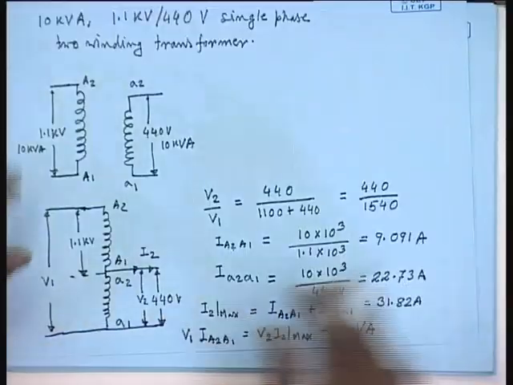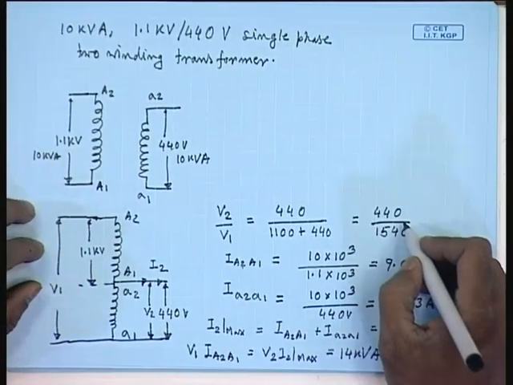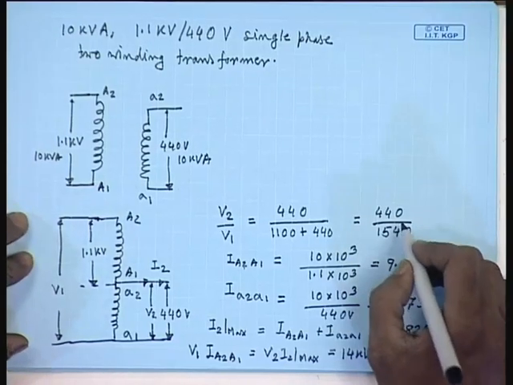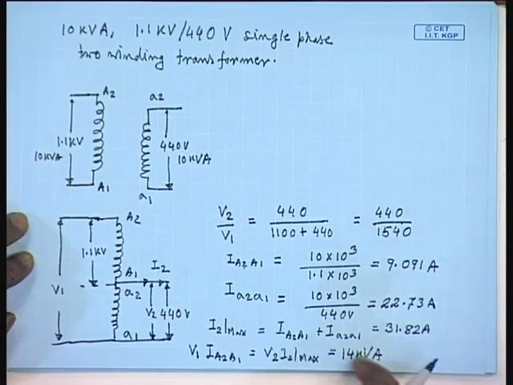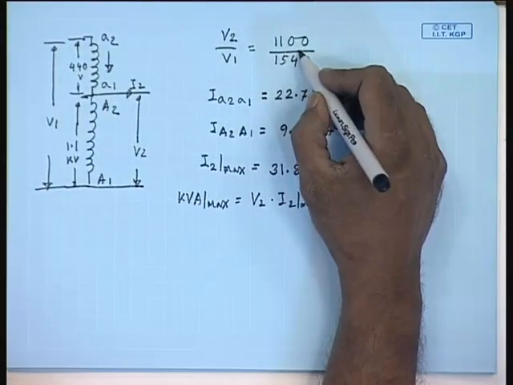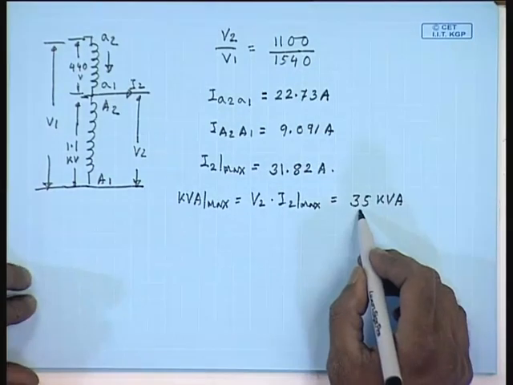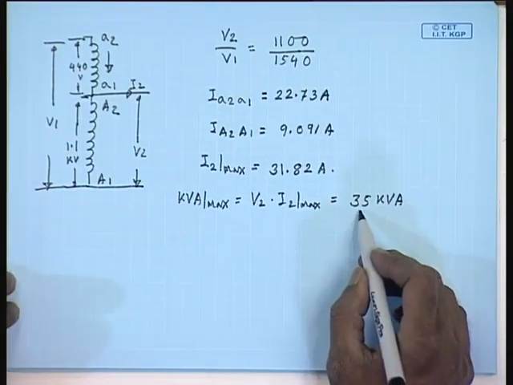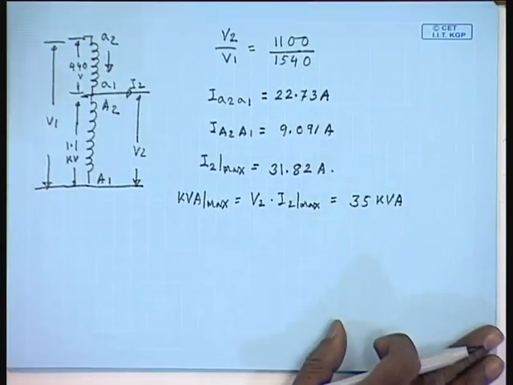It is easy to see here the value of alpha was much lower than 1, hence the increase in the kVA was not all that great. Here the value of alpha is close to 1, hence we get almost 3.5 times increase in the kVA rating of the auto transformer.